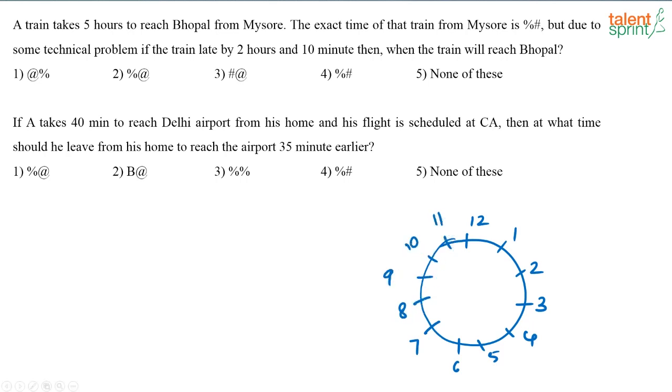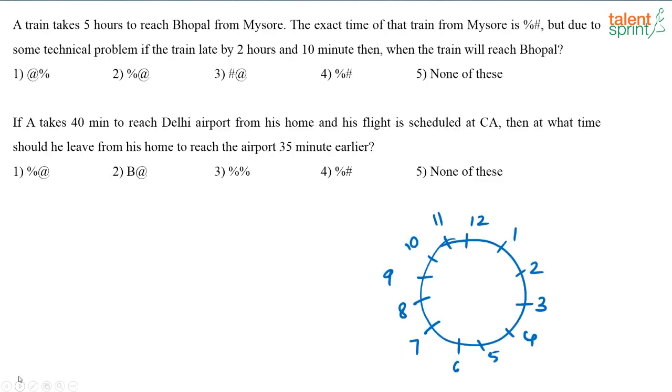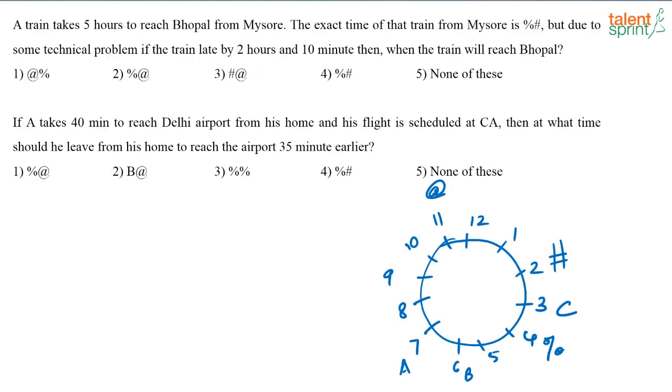So that's your clock. Now here A, B, C represents 7, 6 and 3. So A, B, C, and then at the rate of, hash, percentage are 11, 2, 4. Okay, so this is what is given. I have just written down the information here in this page so that it's easier for us to solve the questions. This is all they have given.